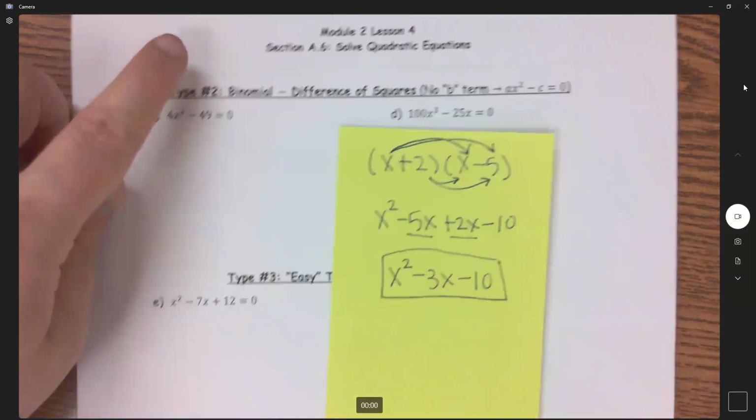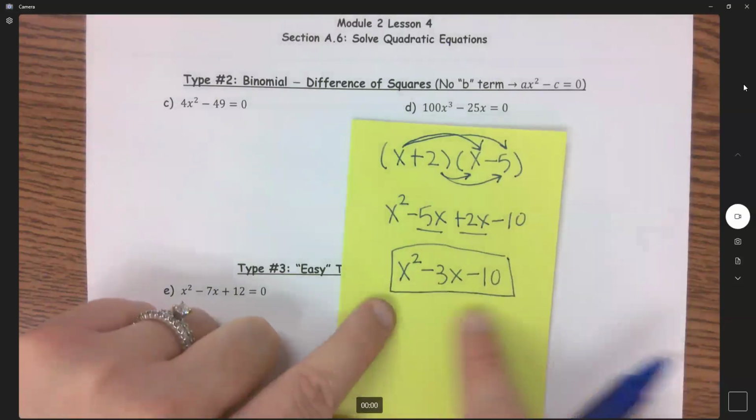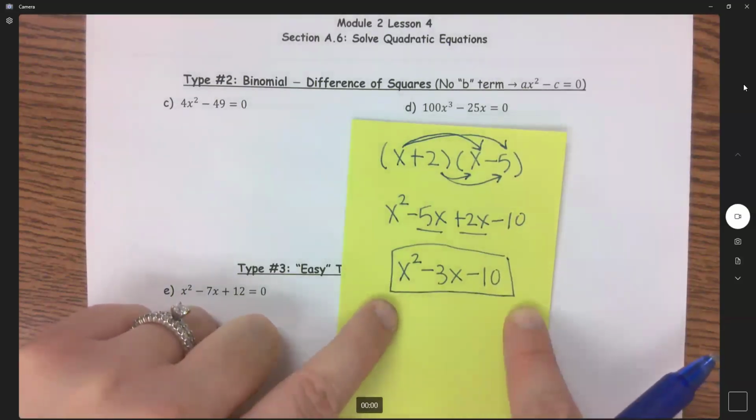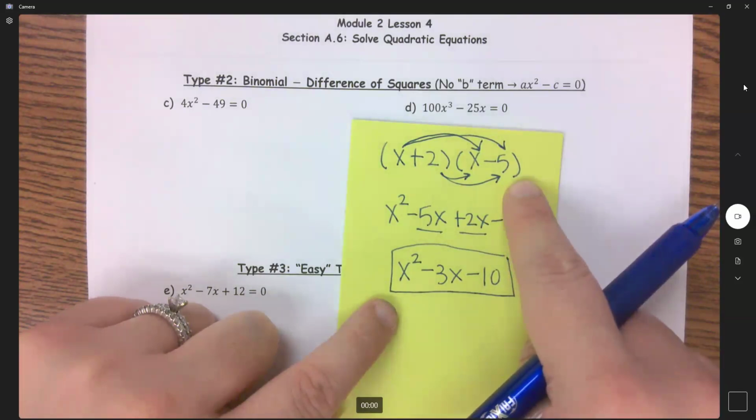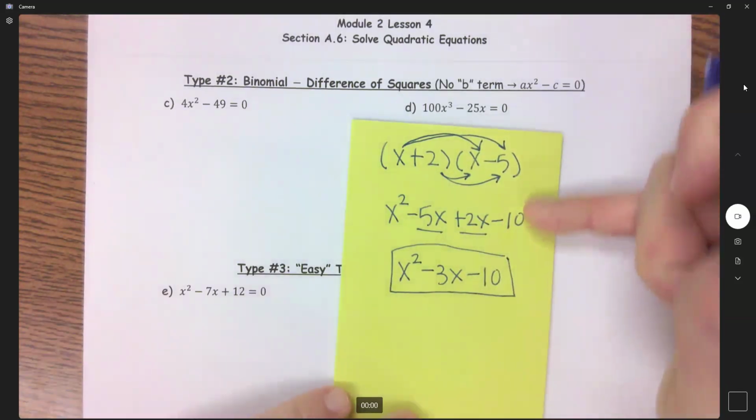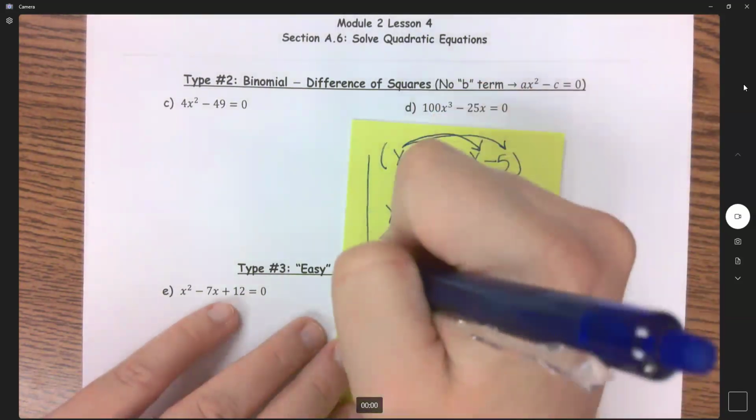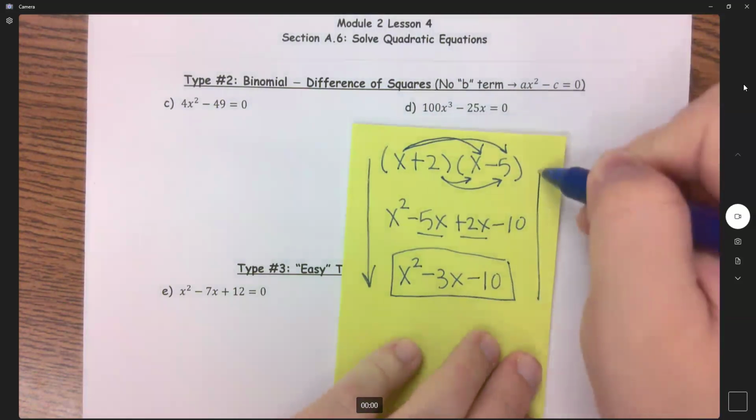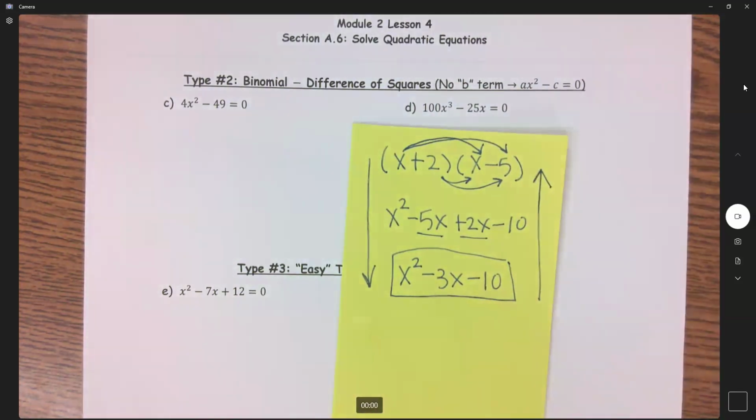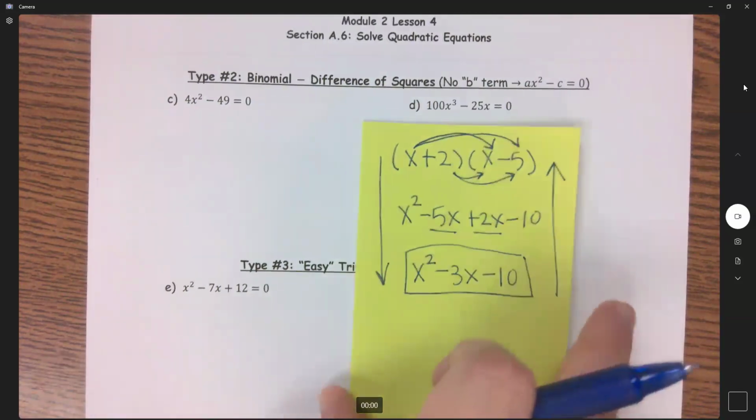What I'm doing for types 2, 3, and 4 is I am starting here at my quadratic, and I now need to work backwards and get it back up here to my 2 binomials. So this is multiplying, this is FOILing. FOILing is this way. What I am doing is going backwards here to now factor. Okay, so that's kind of the goal of what we're doing.